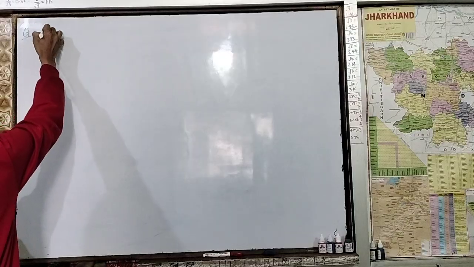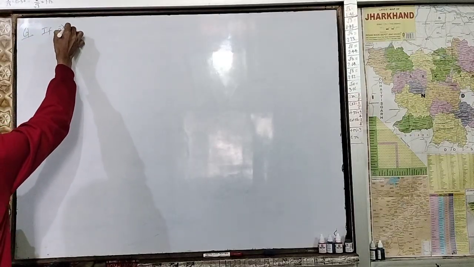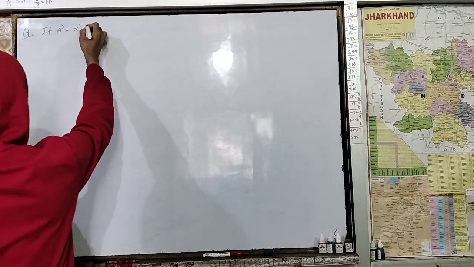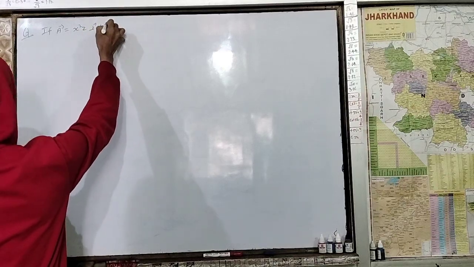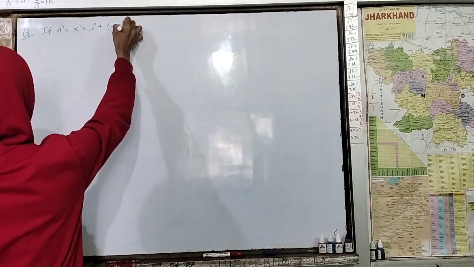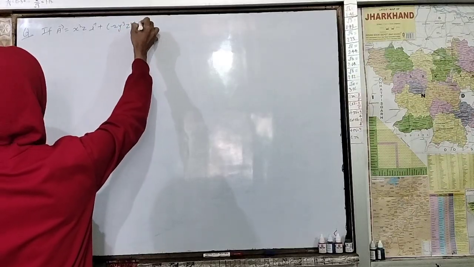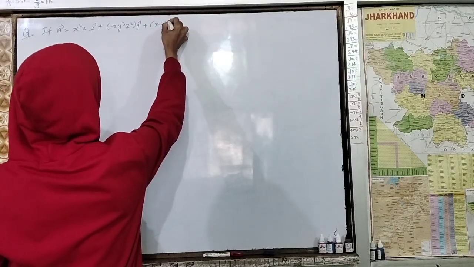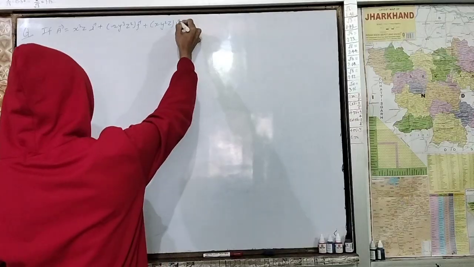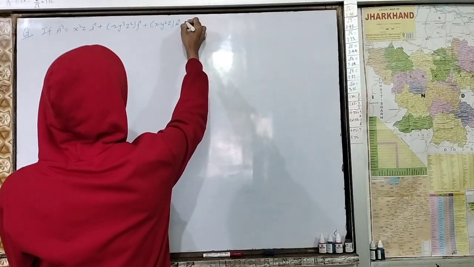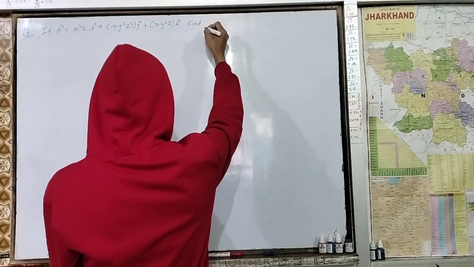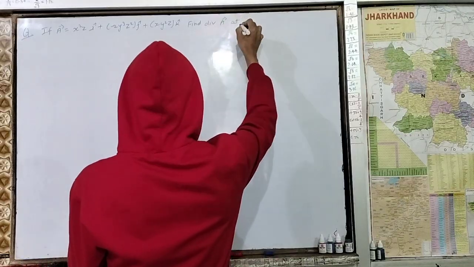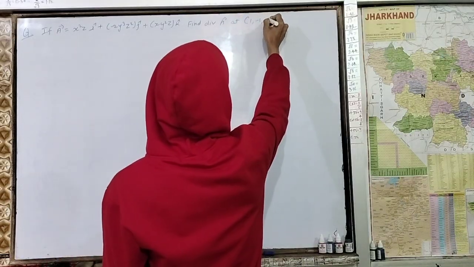Next question is, if vector A is equal to x square z i cap plus minus 2 y cube z square j cap plus x y square z k cap, find the divergence of the vector at this point, which is (1, -1, 1).